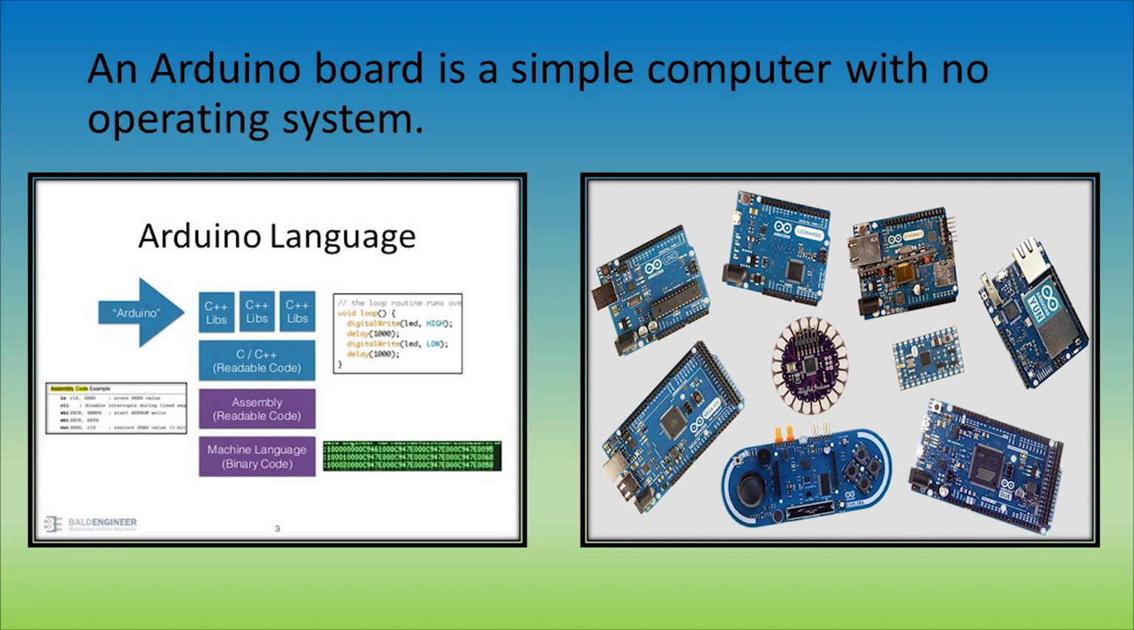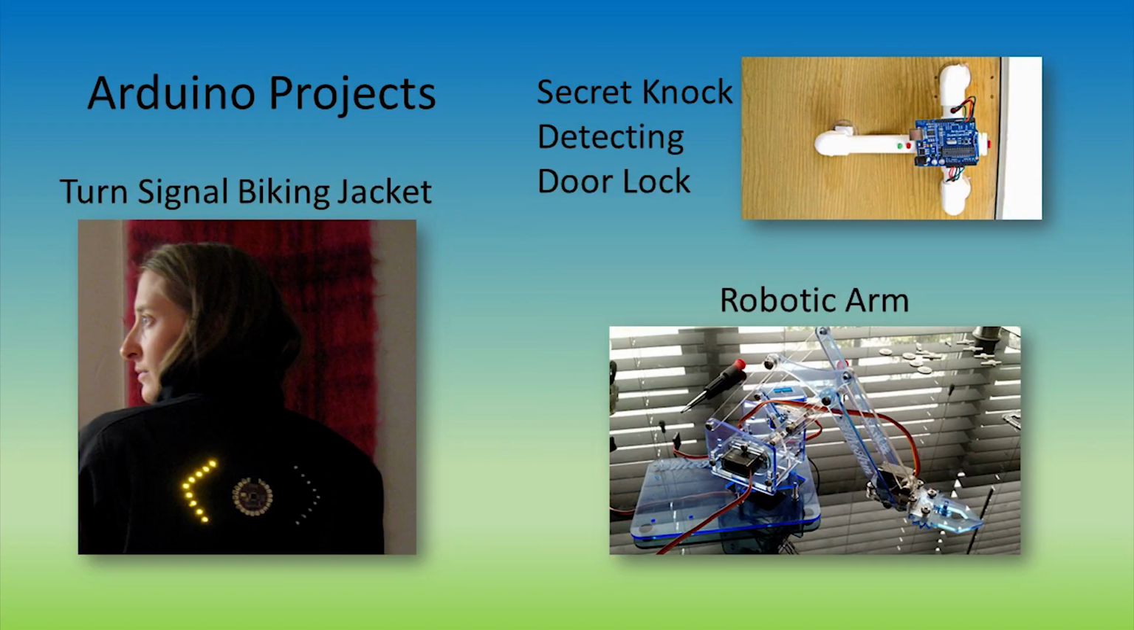The great thing about an Arduino is that we can connect a multitude of components and sensors to create whatever we want. Here are a few examples of what some people have created using an Arduino. On the left is a biking jacket that automatically gives a turn signal to drivers behind the biker. The top right shows a door lock that will unlock only when a specific knock is given. The bottom shows a robotic arm controlled by an Arduino board.